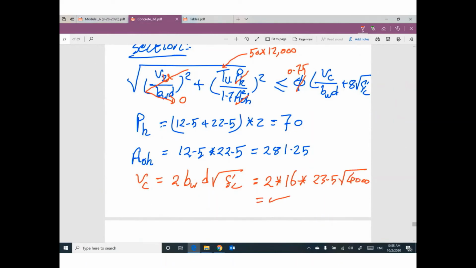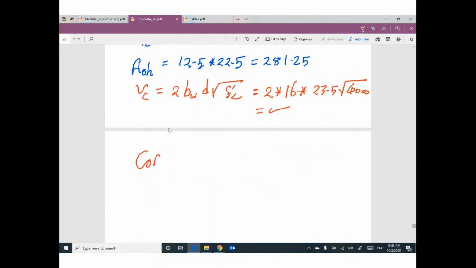B web is 16. This one is 23.5. 4,000. So I can check the right-hand side. I can check the left side. I believe this expression will be smaller than this one. So the concrete cross section will be good. Concrete is good.